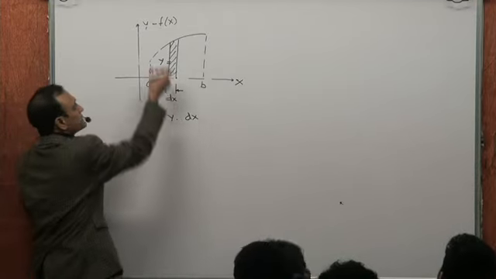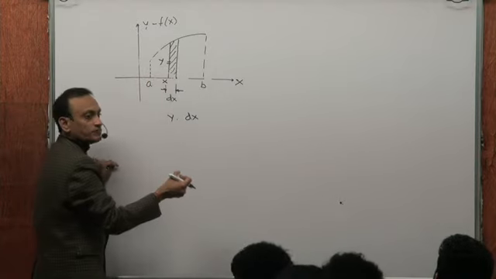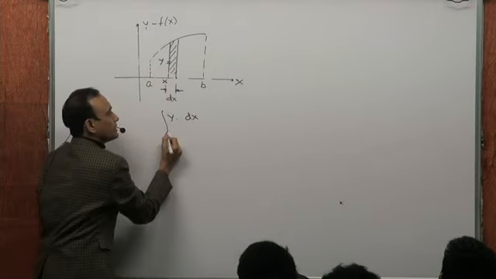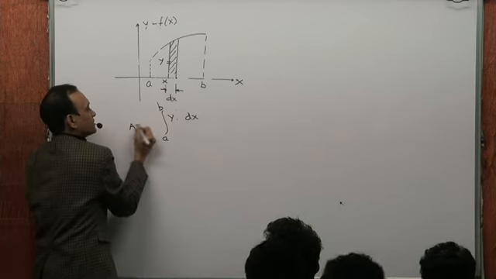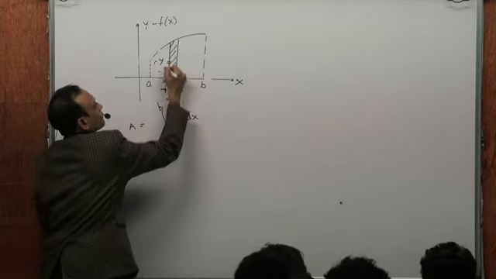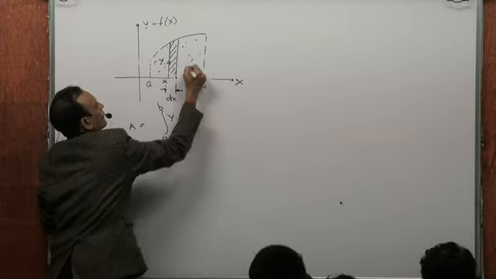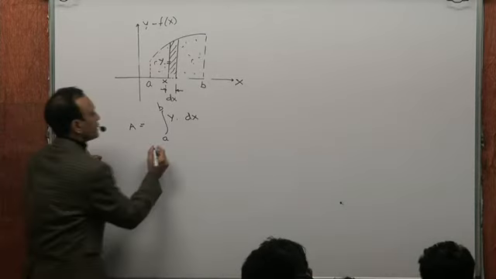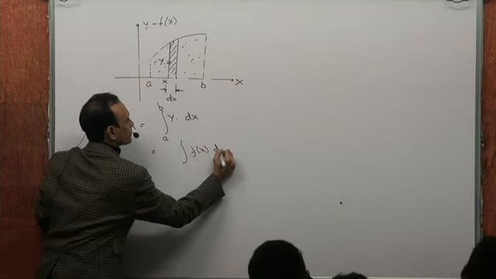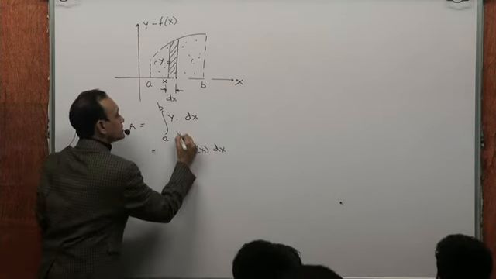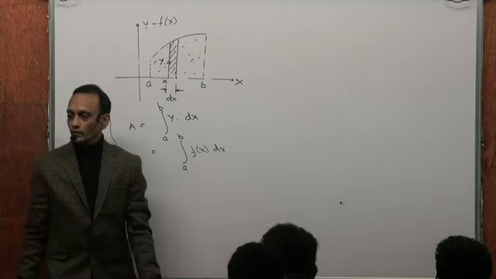What we need to do is carry out a summation of all these strips starting from x equal to a to x equal to b. That's the area that we are seeking, the area under the curve, where y is written as f(x), integral of y dx, x equal to a to x equal to b, right?